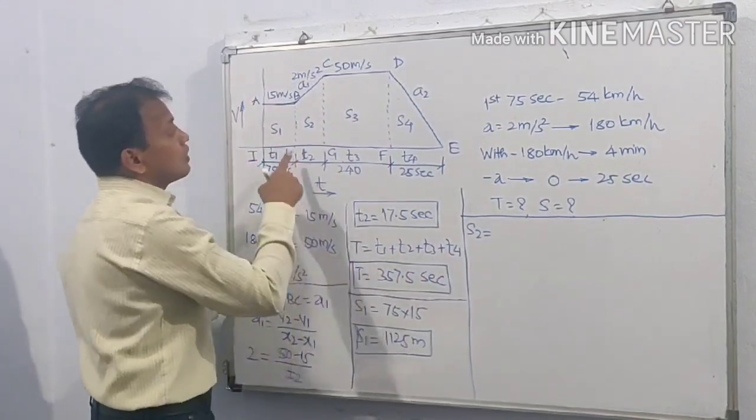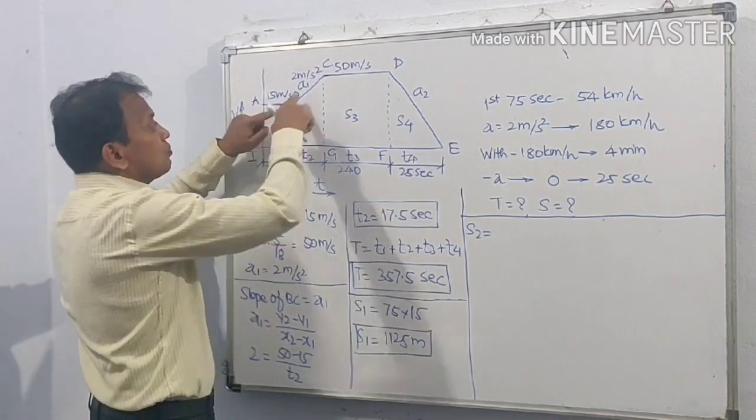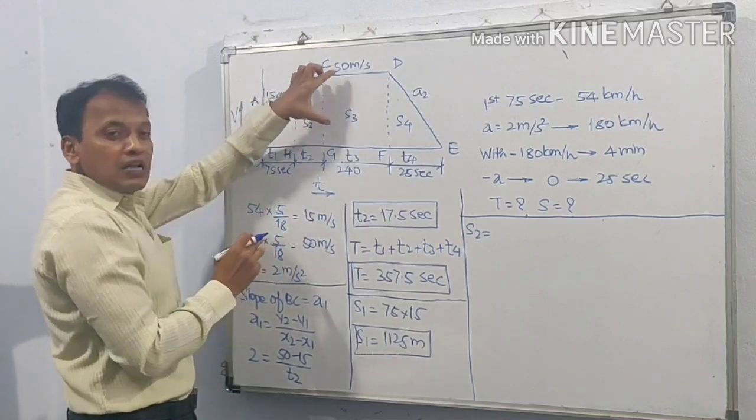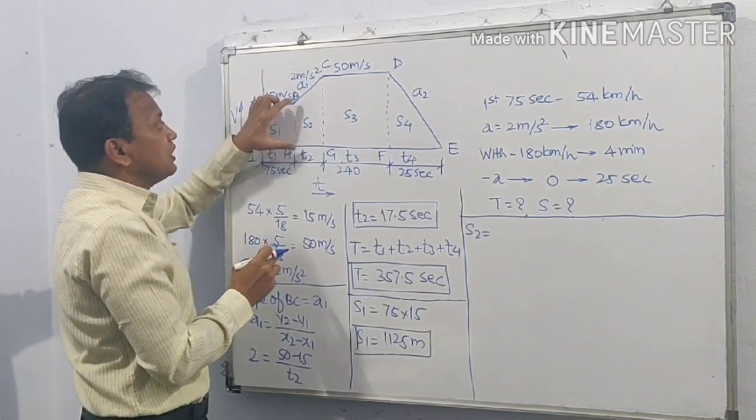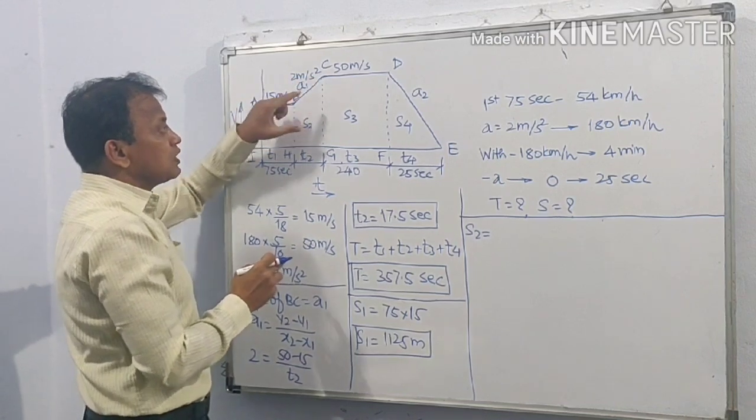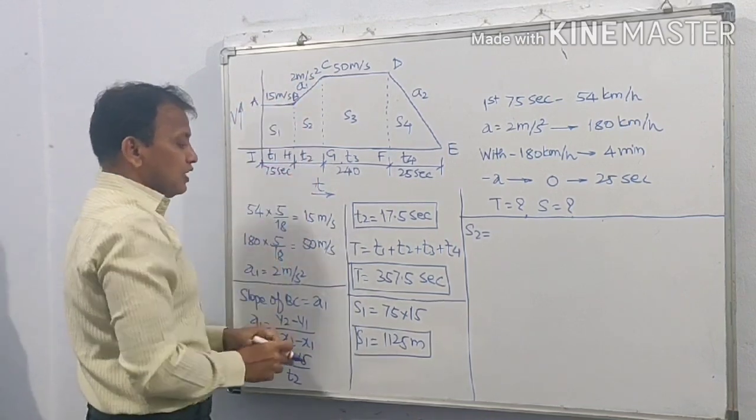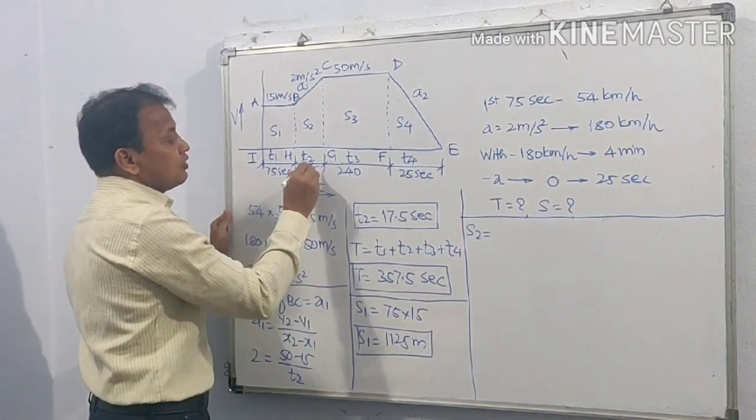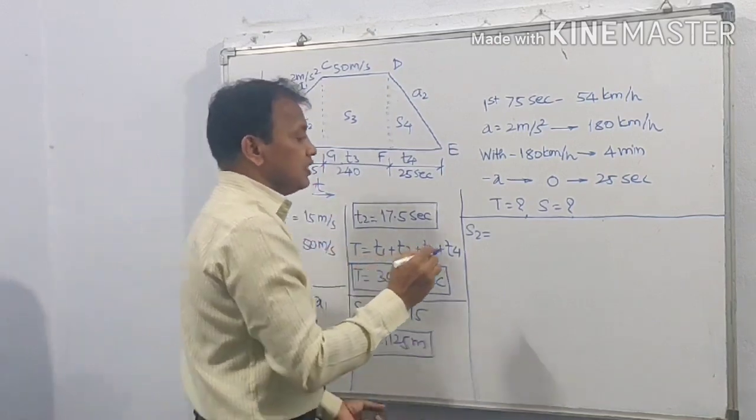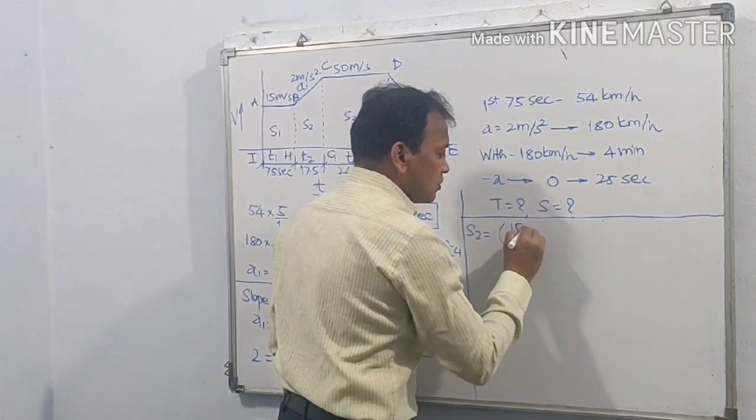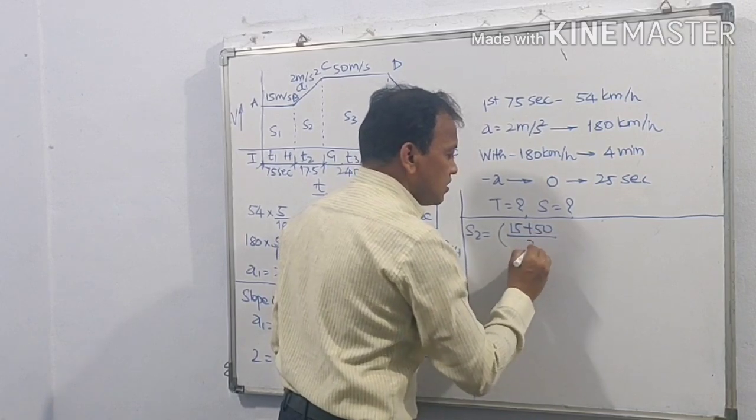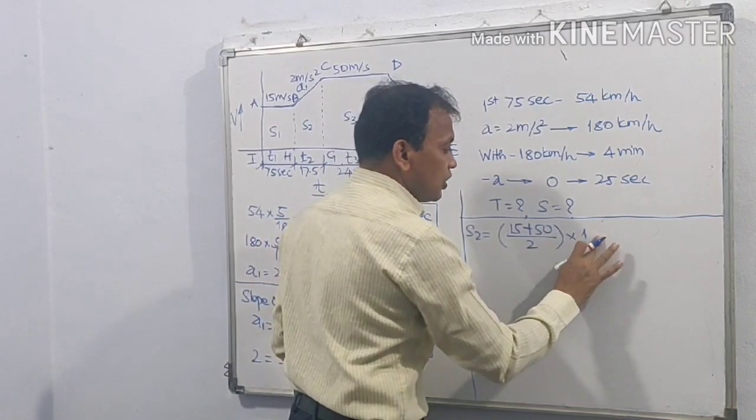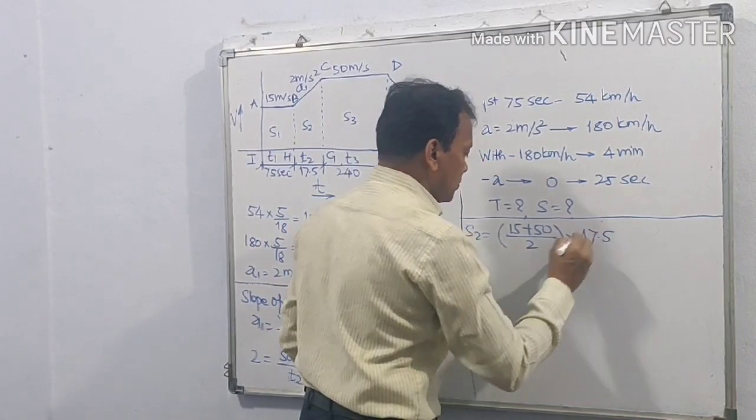S2 is equal to, again, area under the graph. So BCGH, these are two parallel sides. This is a trapezoid. Sum of parallel sides divided by 2. This is 15. This is 50. 15 plus 50 divided by 2 into T2. And T2 we have already calculated, that is 17.5. So let us write here 17.5. So 15 plus 50, sum of parallel sides divided by 2 into perpendicular distance, that is 17.5 into 17.5.